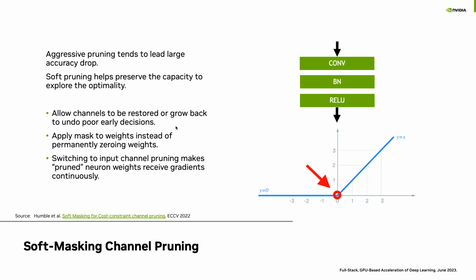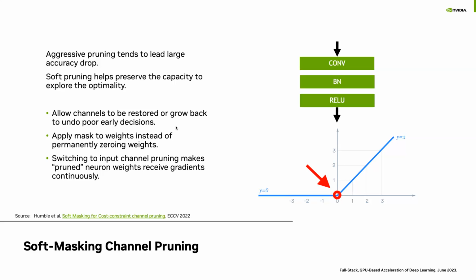So what we propose here is to use a soft pruning technique. Instead of zeroing the pruned weights permanently, we apply a mask to the weights and make sure that the weights of the pruned neurons still exist in the model. At some point, we can allow the pruned channels to grow back if necessary to undo some early decisions.